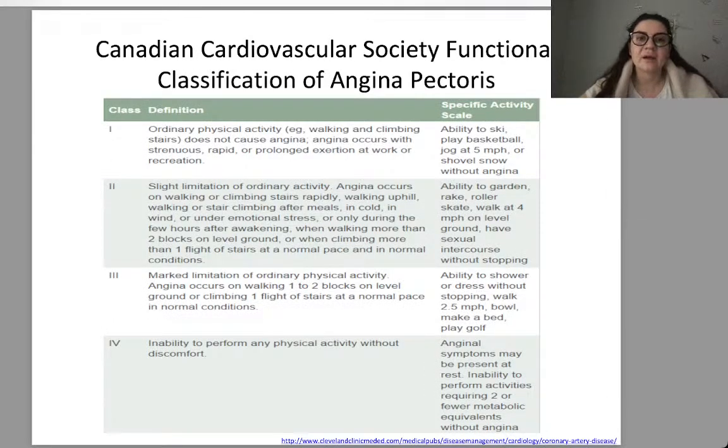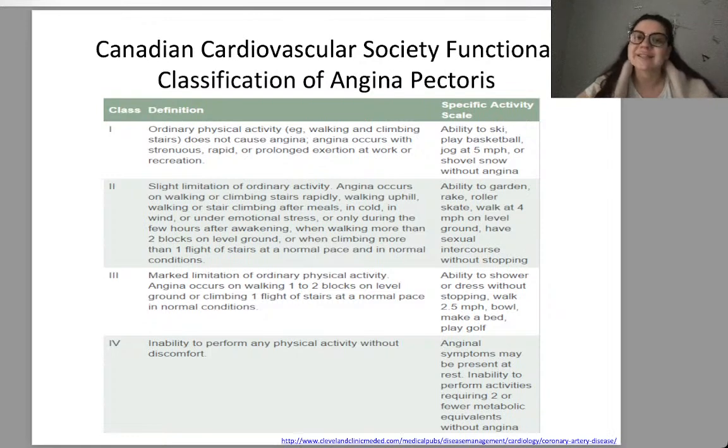And we have the Canadian Cardiovascular Society functional classification of angina pectoris. All forms of stable angina are connected with stable forms. We can divide it according to functional classes. To put severity of angina in your diagnosis, in most countries this classification is used. It includes 4 functional classes.